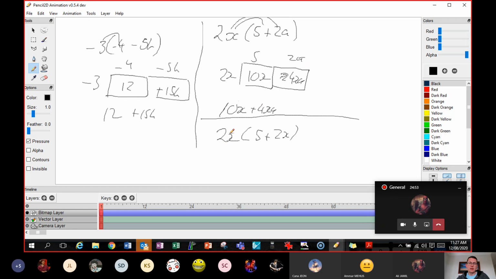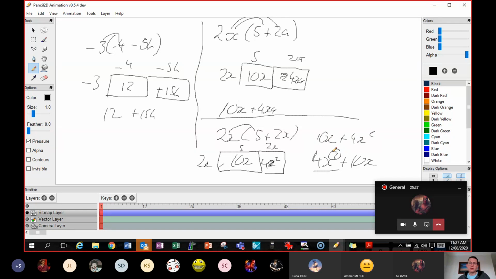If I have something like this and I want to expand it, that's going to give me 10x still, because it's 2x by 5. Then you've got 2x. Now, when you go 2 by 2, that's going to give you 4, and x by x will give you an x squared. So that's going to make it x squared. So the answer for that would be, I'm going to write it with 4x squared, because that's the higher power, plus 10x. So even though you would actually have it as 10x plus 4x squared, we always write with the higher power first. That would be your first term that you would write there.